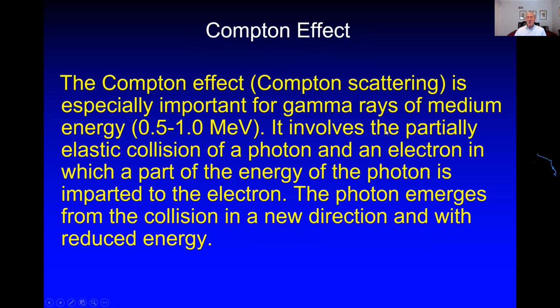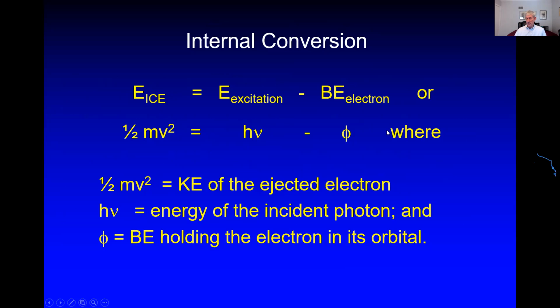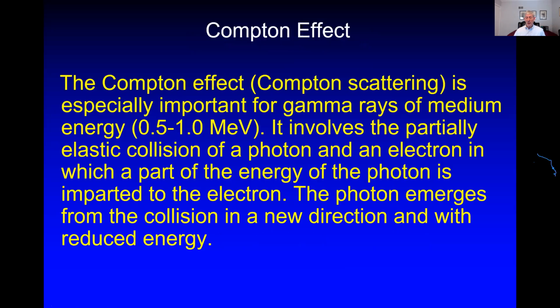Okay, any questions about internal conversion? Please keep in mind that the diagrams for photoelectric and internal conversion only differ by that one factor. Where is the gamma coming from? Outside the nucleus or from the nucleus? Okay, next is the Compton effect.